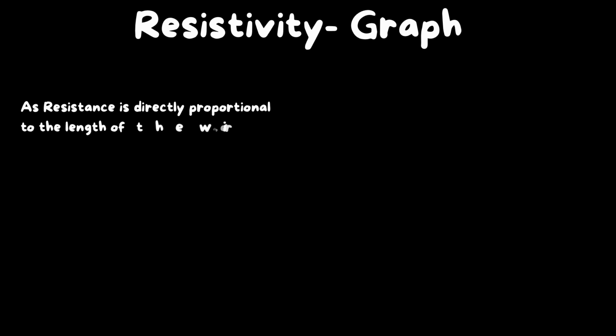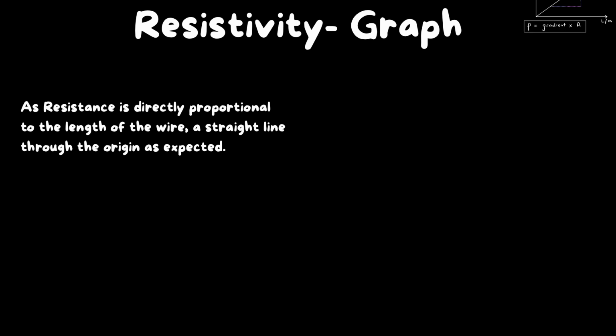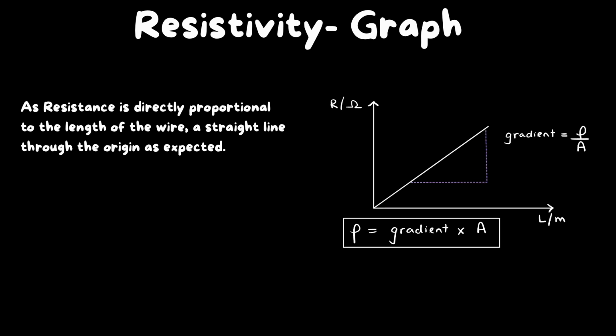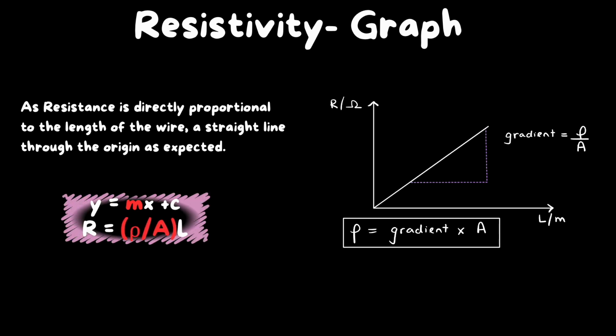In order to calculate the resistivity from a resistance versus length graph, we know that resistance is directly proportional to the length of the wire, so it will be a straight line going through the origin, as expected. So we would end up getting a graph like this, where the gradient of this line can be compared to the equation of a straight line, y equals mx plus c, where m is the gradient. That is comparable to the formula of resistance, where resistance is equal to rho over A times L.